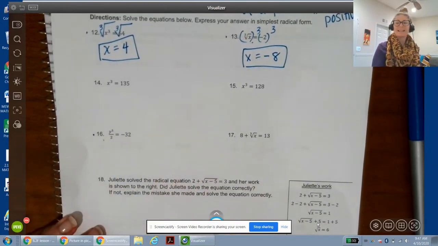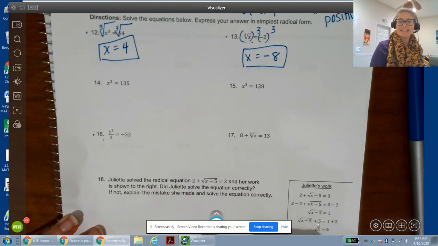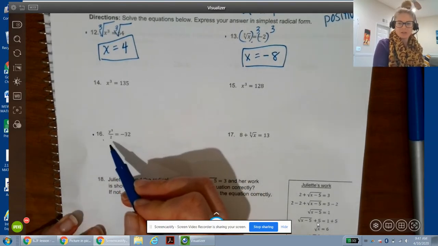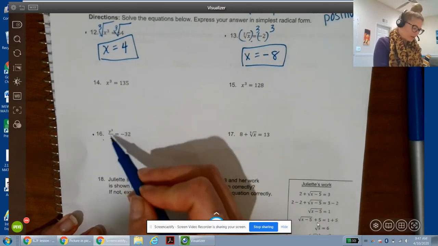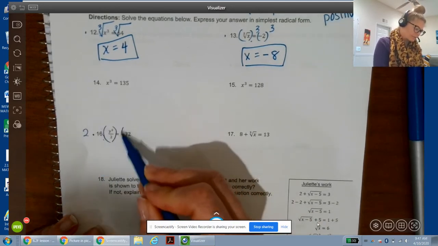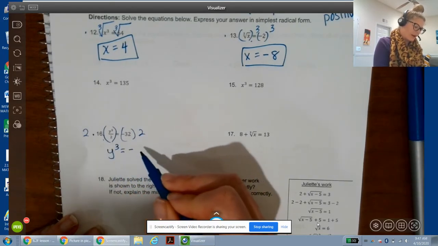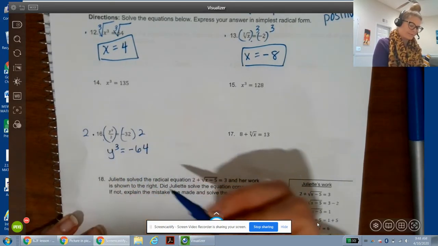Taking a look at 16, this time our exponential expression is not already isolated. So how do you undo dividing by 2? How do you undo half of something? You multiply both sides by 2. So now we'll have y cubed is equal to negative 64.